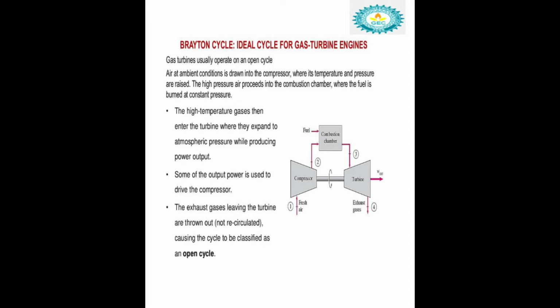When the compressor is rotated, fresh air enters into the compressor. That process is adiabatic compression. In the compression, the air is compressed to a high pressure. The high pressure compressed air is sent to the combustion chamber.